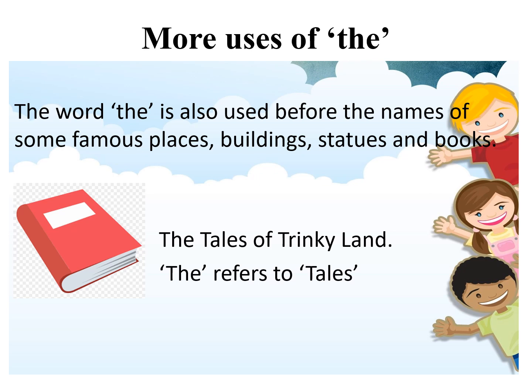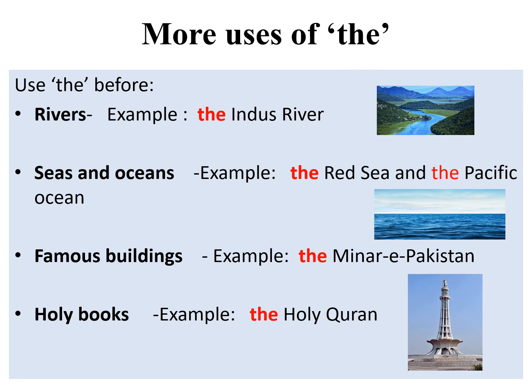We use the before rivers, for example, the Indus River, seas and oceans, for example, the Red Sea and the Pacific Ocean, famous buildings, for example, the Minar-e-Pakistan, holy books, for example, the Holy Quran.